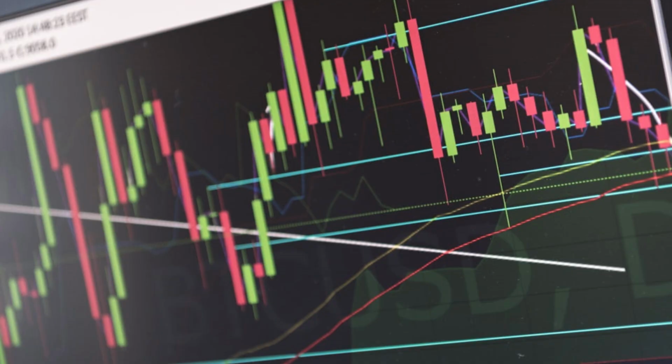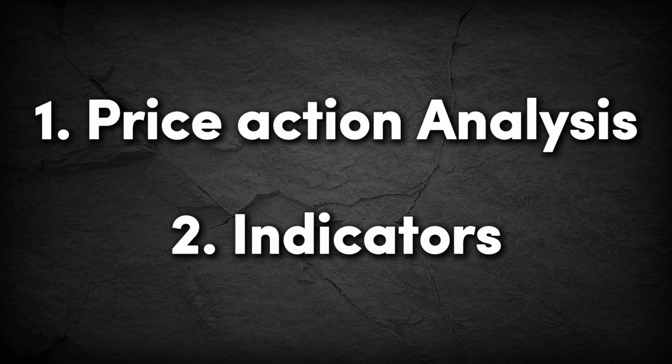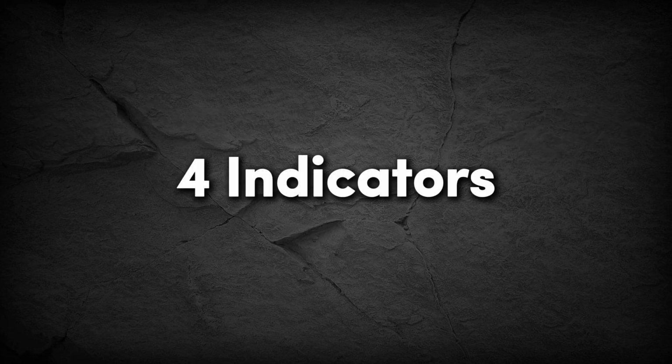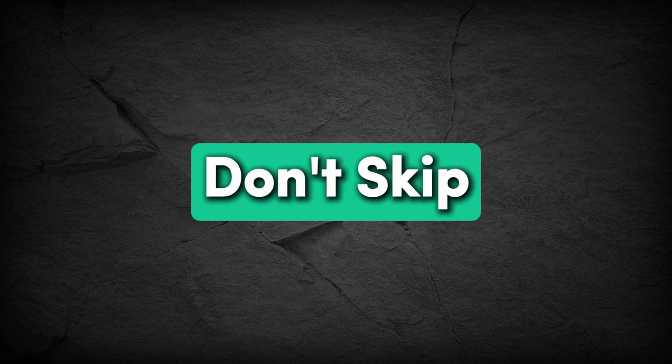You can identify a non-trending market with the help of 2 methods: price action analysis and indicators. Price action is the most effective way, but indicators can also effectively help you on this. And in this video, I'm going to introduce 4 indicators for this purpose. Just make sure you watch this video until the end.